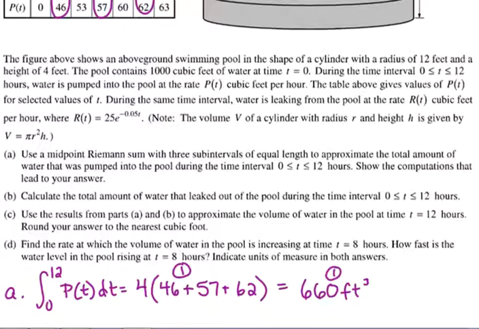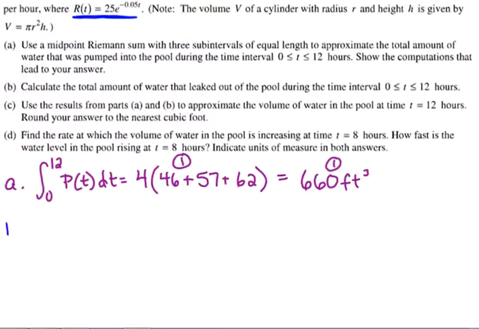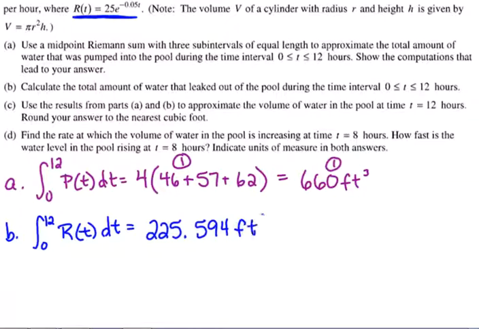Part B, calculate the total amount of water that leaked out of the pool during the time interval 0 to 12. So another function. Water is leaking from the pool according to this function right here. So total amount that leaked, we're just talking the integral from 0 to 12 of R of t. Again, get in the habit of just writing the function there. Don't worry about copying it down, and then just put it directly into your calculator. And you get 225.594, and that's, of course, cubic feet.